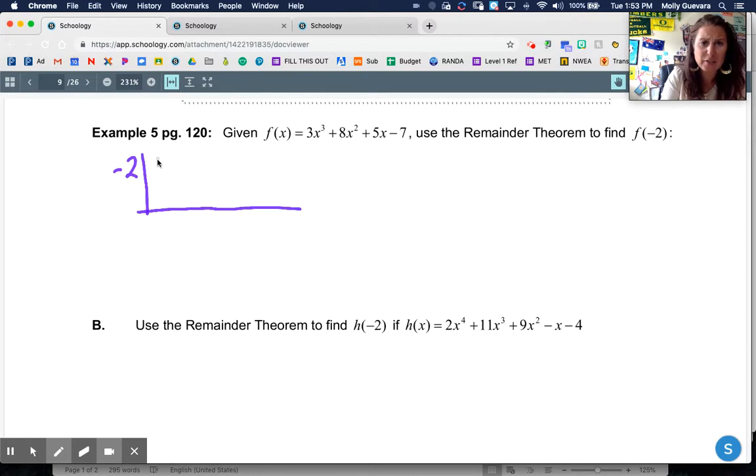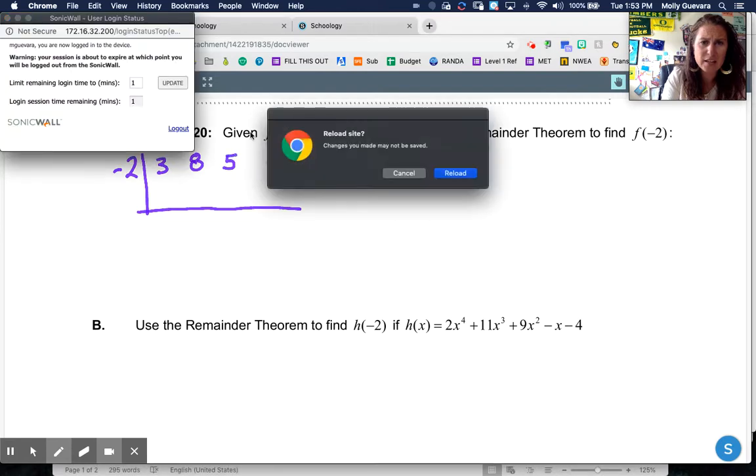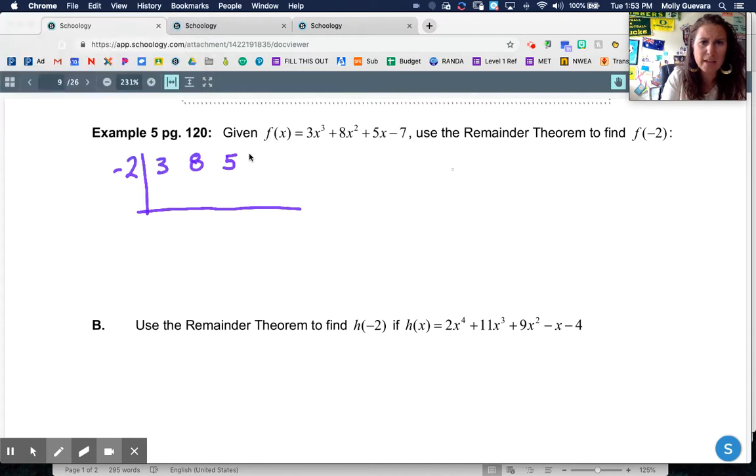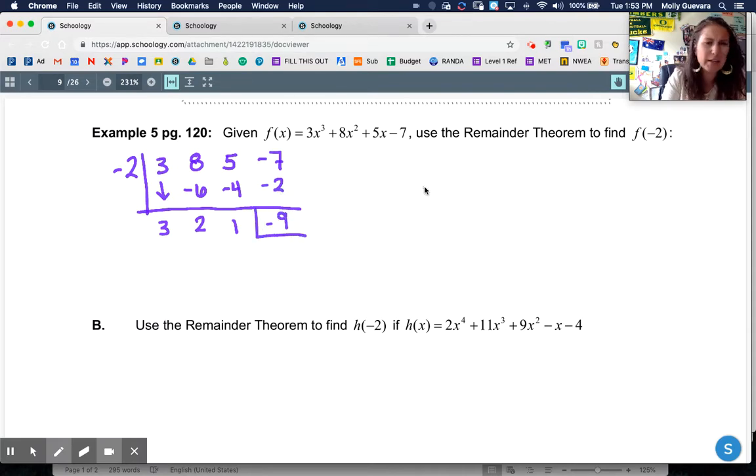x to the 3rd is 3. x squared is 8. x to the 1 is 5. And x to the 0 is -7. 3 comes down. Multiply, so -6, and then add. Multiply, which is -4, and add. Multiply, which is -2, and add. Whatever that last number is, that's what you get. So if I were to plug in f of -2, I would get -9.